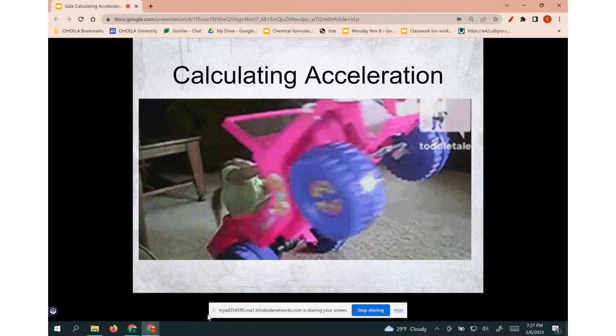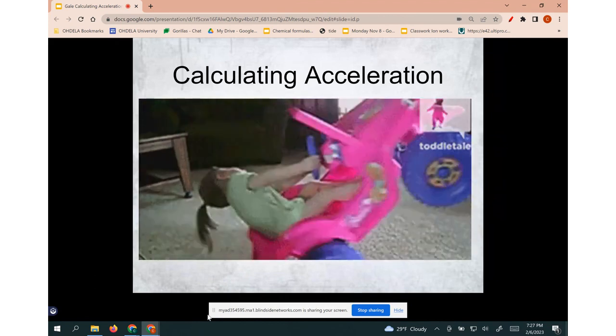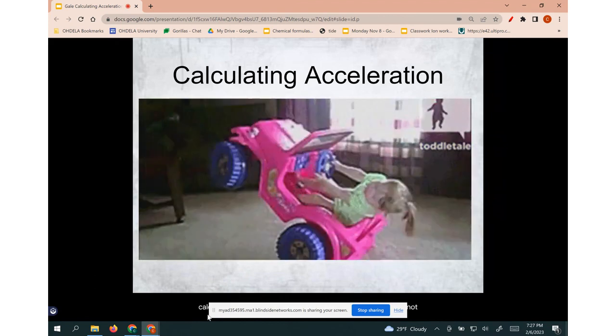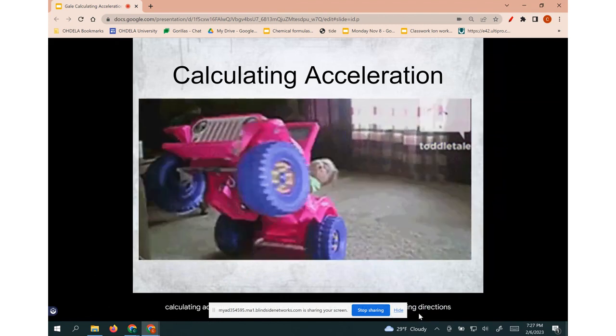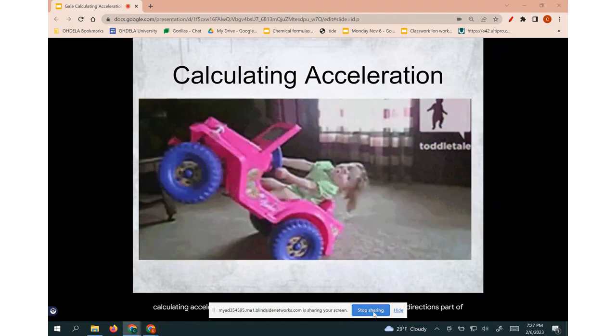Calculating acceleration. This young child is accelerating, believe it or not. Changing direction is part of acceleration.